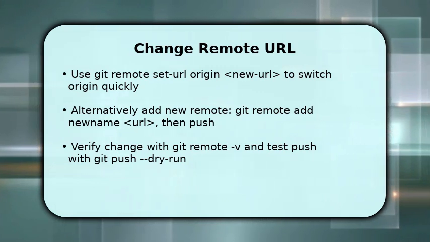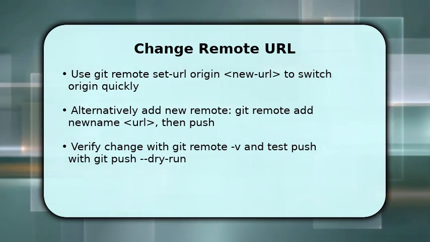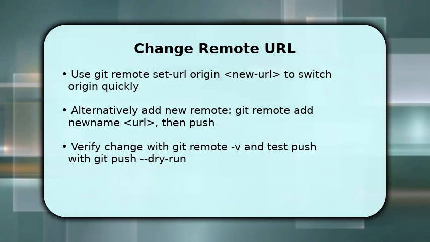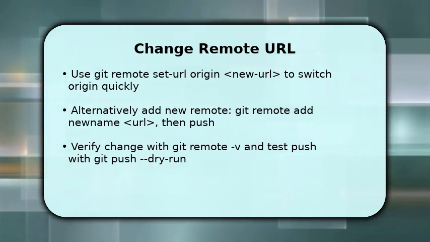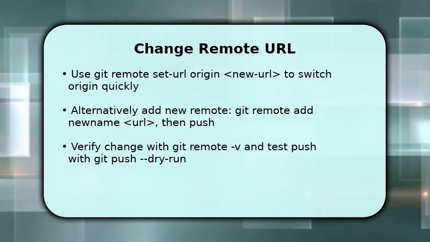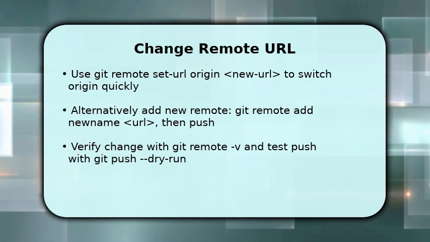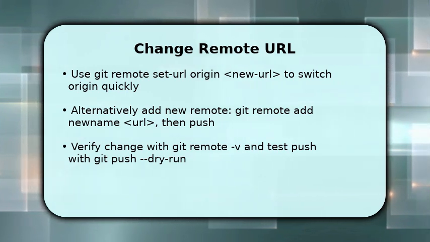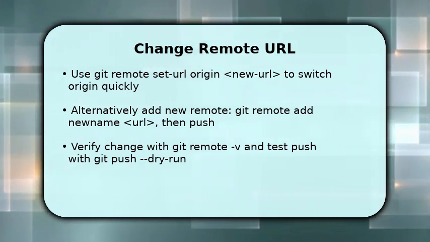If replacing the origin, run git remote set-url origin followed by the new URL. This updates the link without altering branches. Alternatively, add a named remote if you want to keep the old link for fallback. After updating, check with git remote -v to confirm both fetch and push URLs.